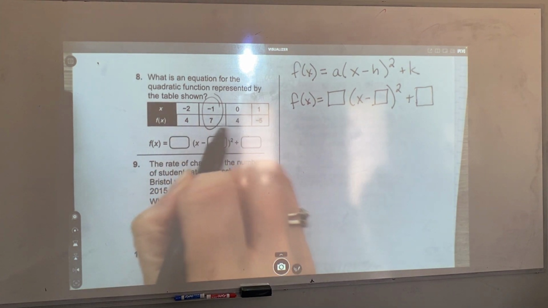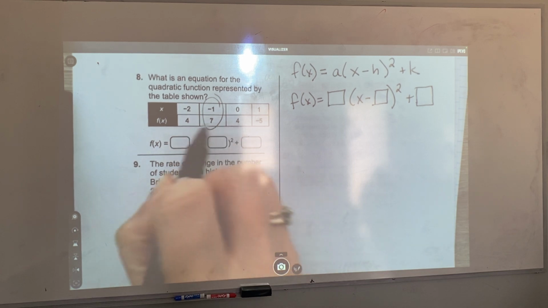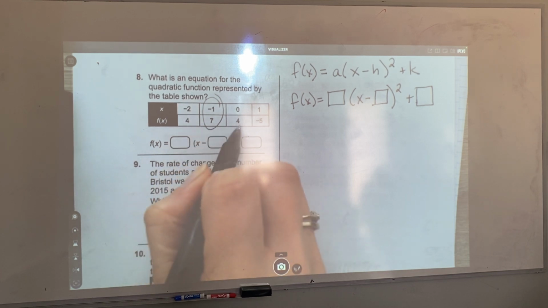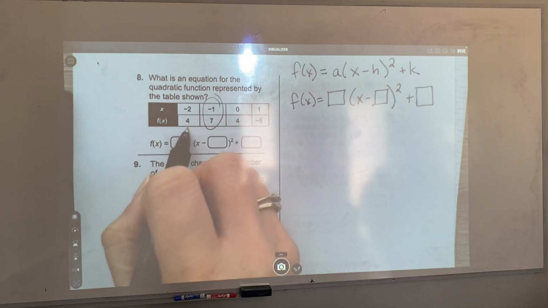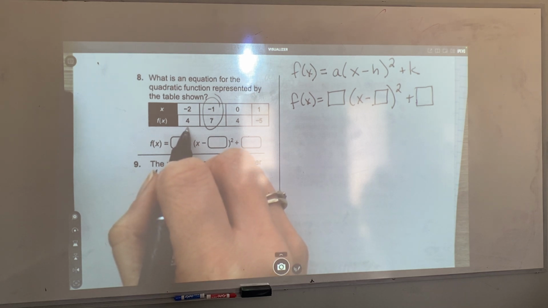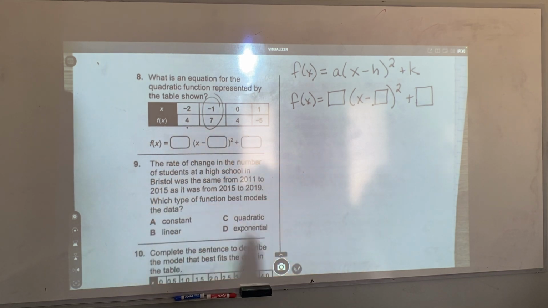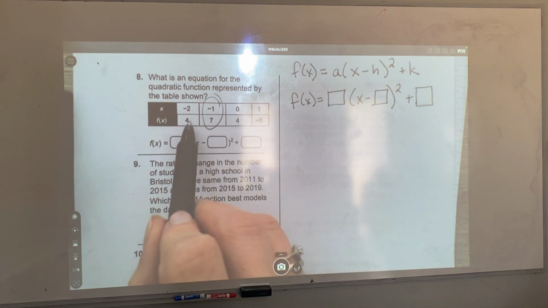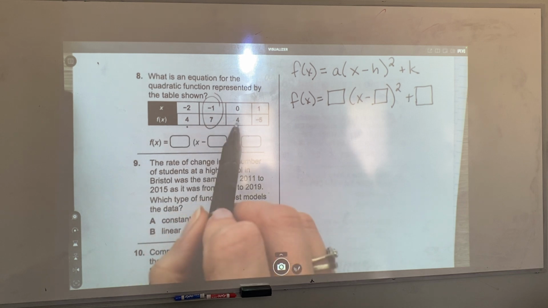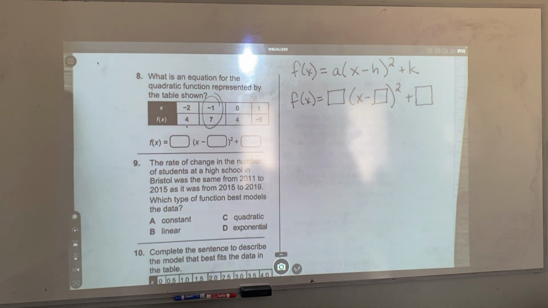Because we see that we have matching outputs here, and we know that a parabola has to have symmetry. That means if they have the same output, somewhere in between those same outputs must be the vertex, because the vertex is always on the axis of symmetry line.